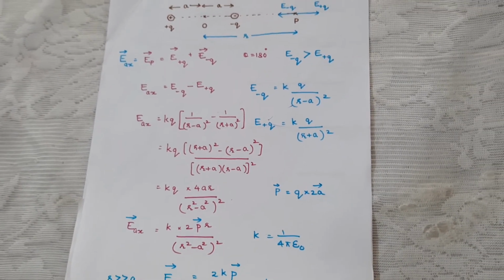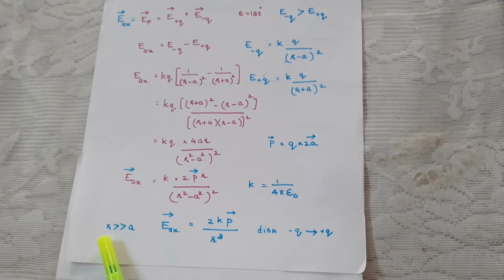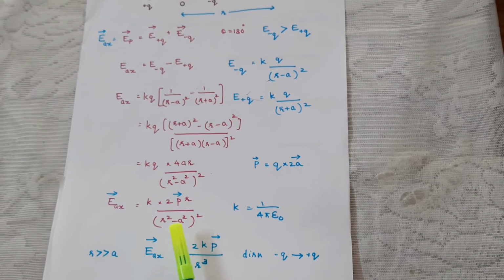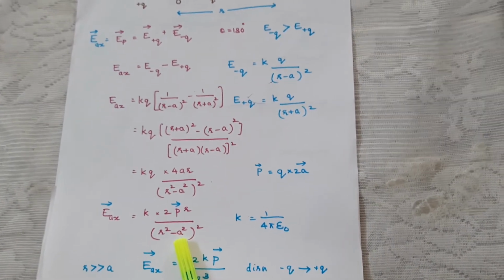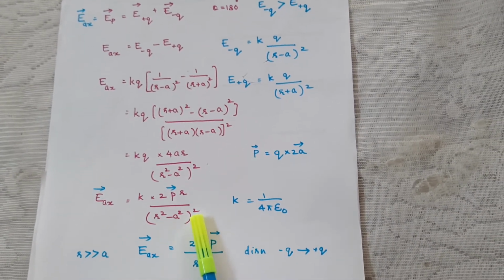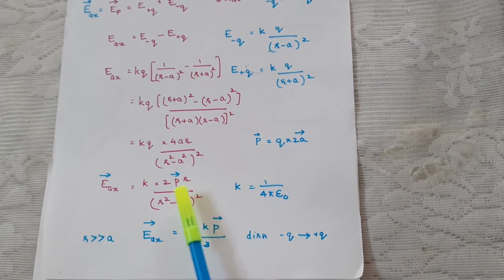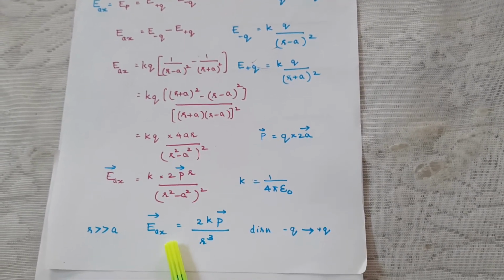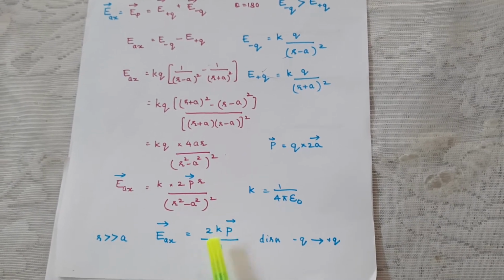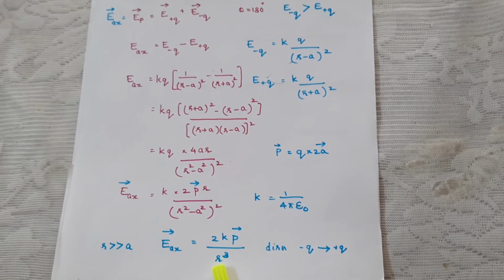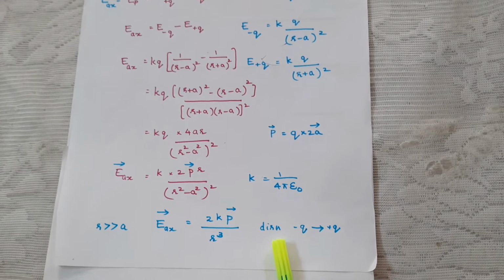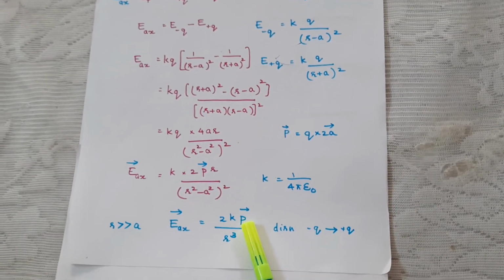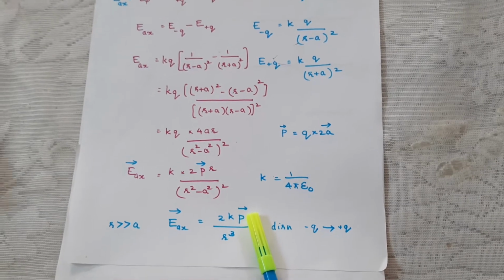And if the point is at a large distance, that is R very much greater than A, A square can be neglected. So the denominator is R raised to 4, then R by R raised to 4 is R cube. So E axial is equal to 2 Kp by R cube. The direction is from minus Q to plus Q, same as that of the dipole moment.